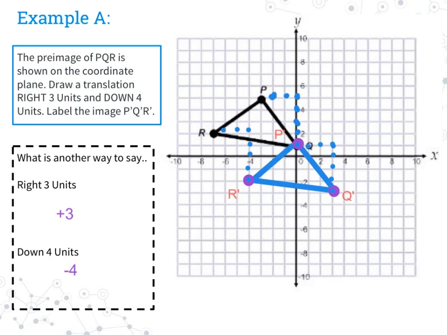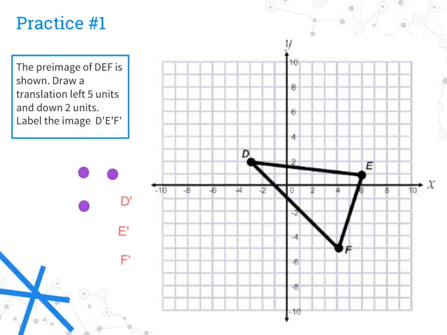Alright, let's take a look at the next one. Let's take a look at practice number 1. Practice number 1 says the pre-image of DEF is shown. Draw a translation, left 5 units and down 2 units, and label the image D prime, E prime, F prime. This is a practice problem, so I want you to pause the video now, do the problem yourself, and press play again to see if you are right.